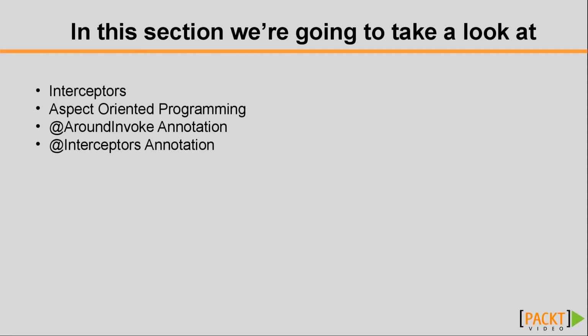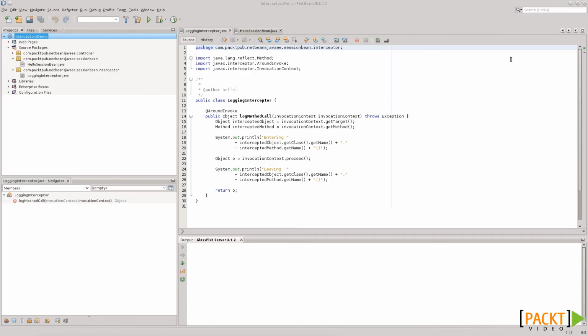But with aspect-oriented programming, we can add the code in a central place and then just access it from every method. So it makes our code more maintainable. We will be talking about the AroundInvoke annotation, which we need to use when we are developing an interceptor. And then we'll see the Interceptors annotation, which we need to use on the EJBs that will be intercepted. So let's take a look at some code.